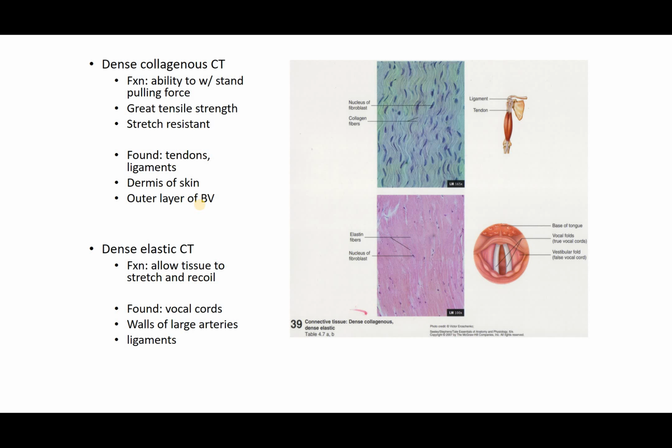toughness. Okay, so dense elastic connective tissue, just think of how elastic behaves. You can stretch it and then it will recoil back to where it came from. So the function allows tissue to stretch and recoil. It is found in vocal cords. So here you're seeing a picture of your vocal cords, and walls of large arteries, and in ligaments.